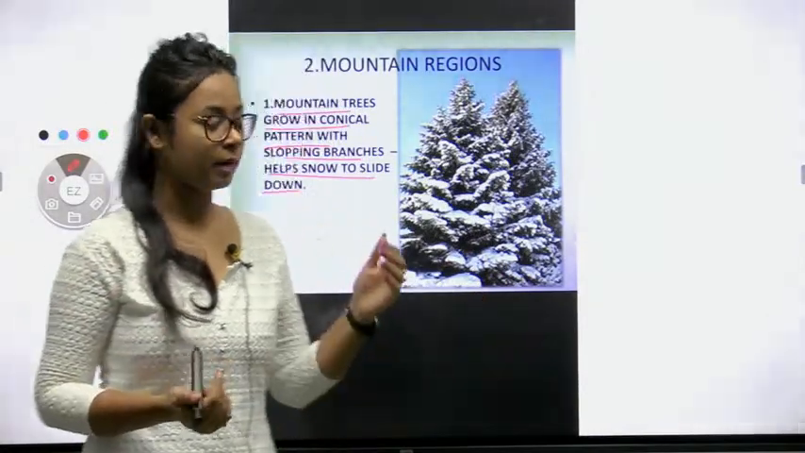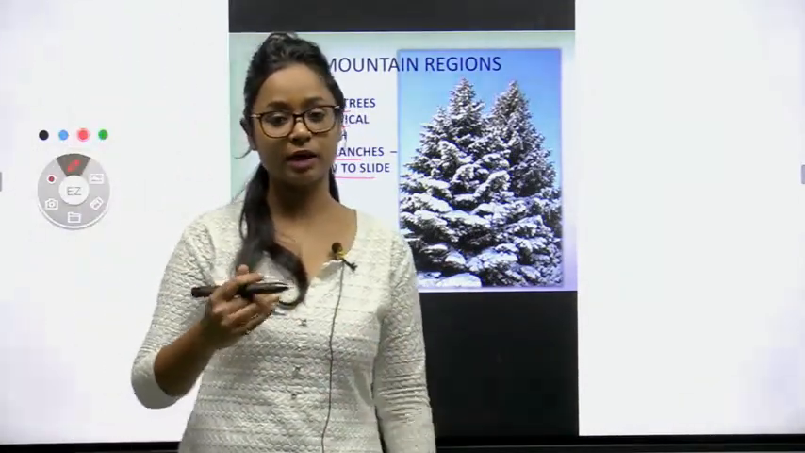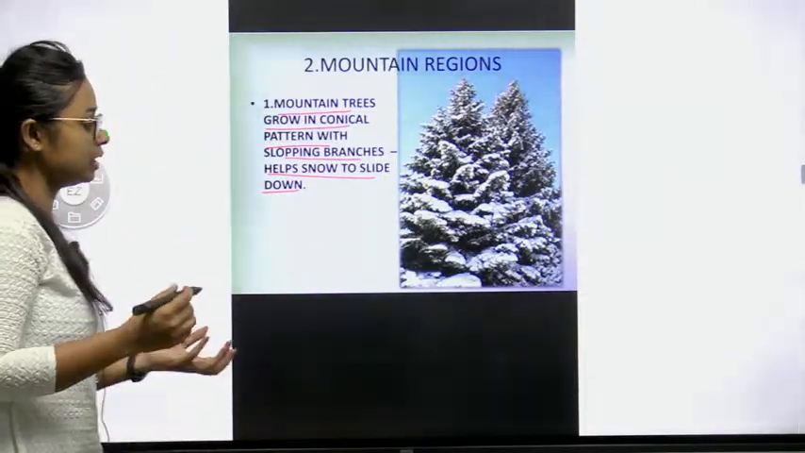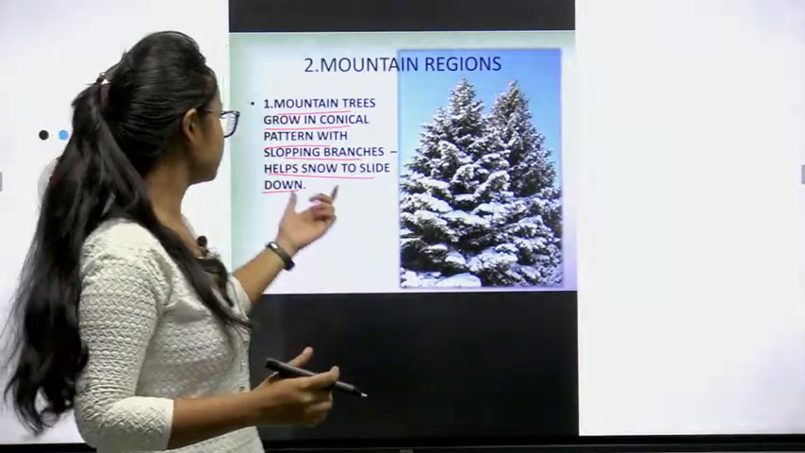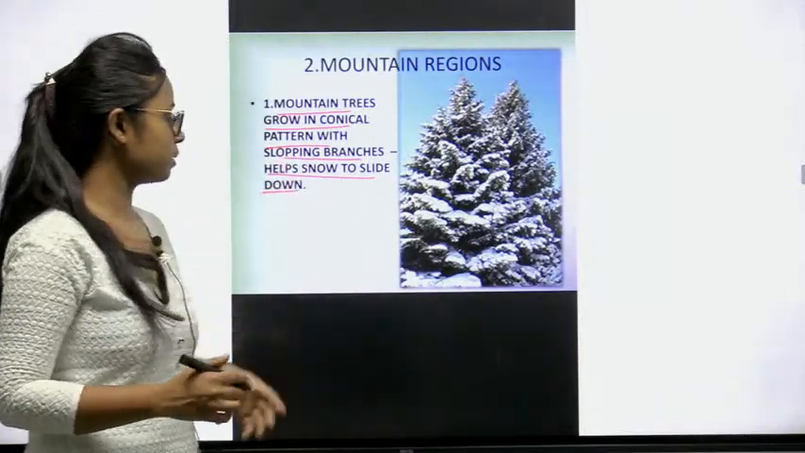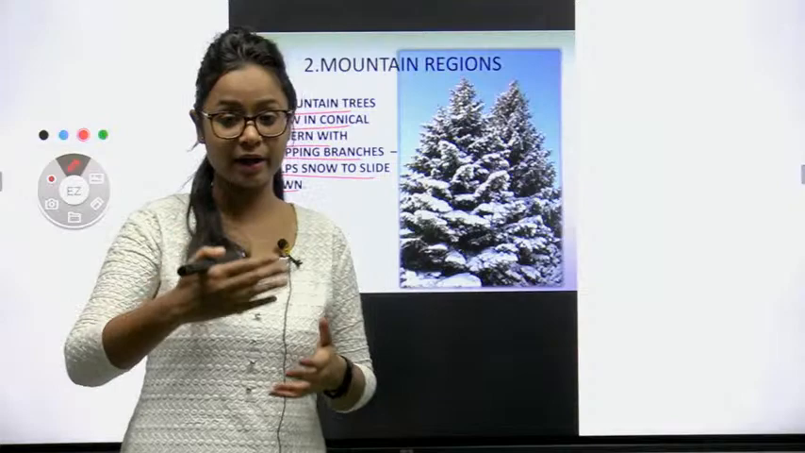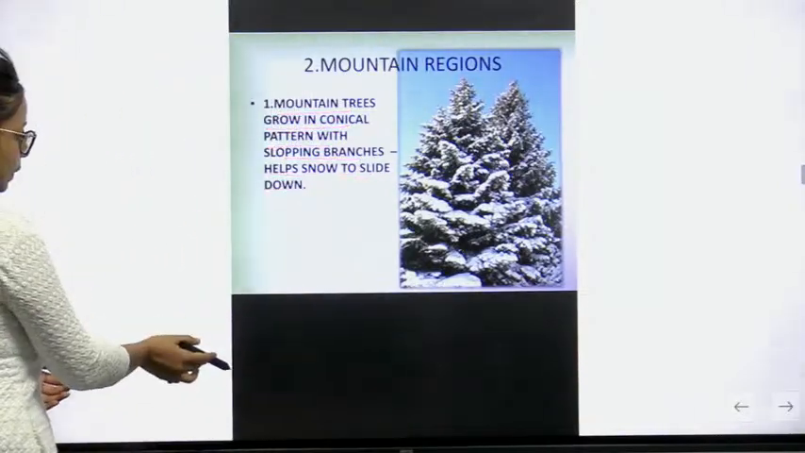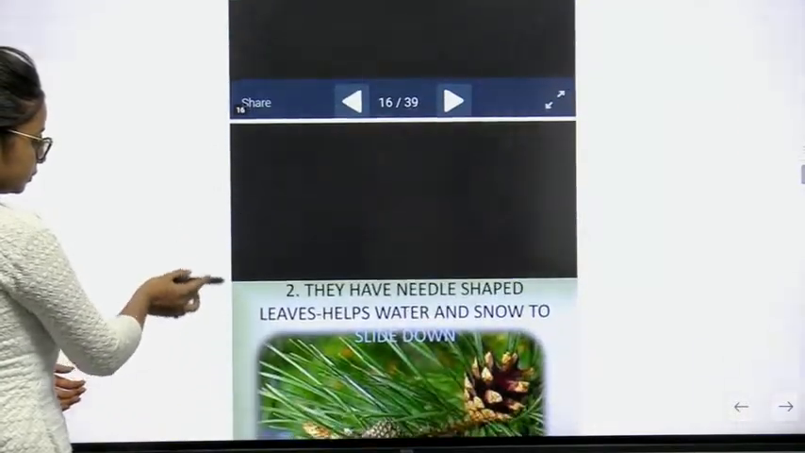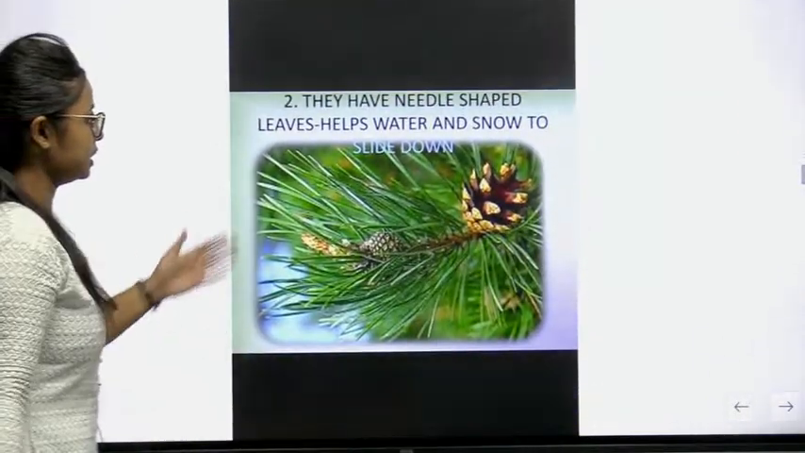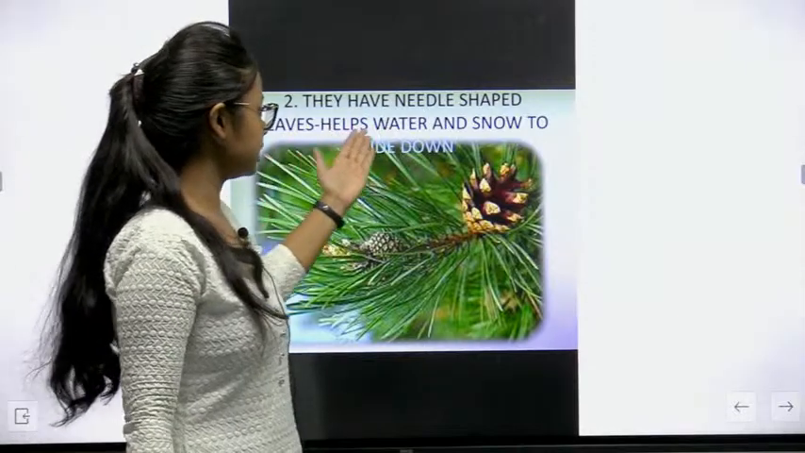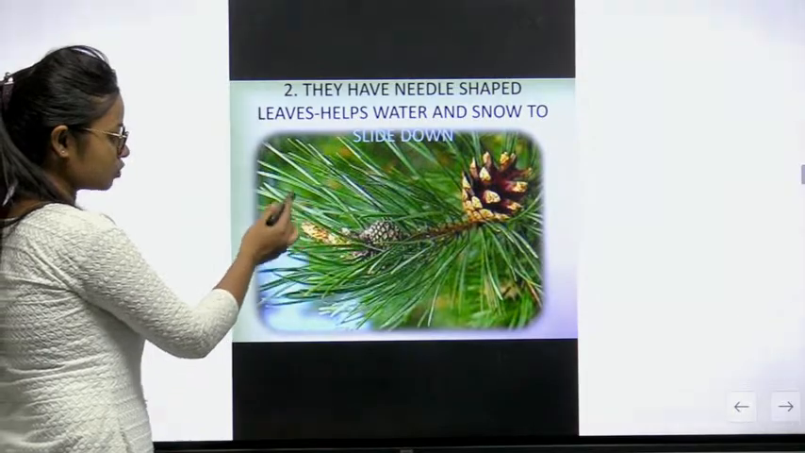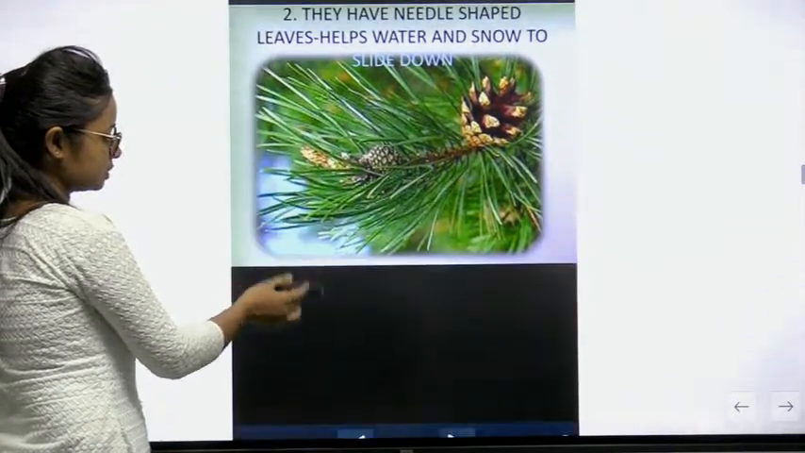Now you all know mountains have very cold weather. Why? Because they are at a very high altitude. So their leaves are turned into spines, and they always grow in a conical pattern and have sloping branches that help to slide off the snow. Now see, they have needle-shaped leaves which help water and snow to slide off from them. These are the leaves of mountainous plants.